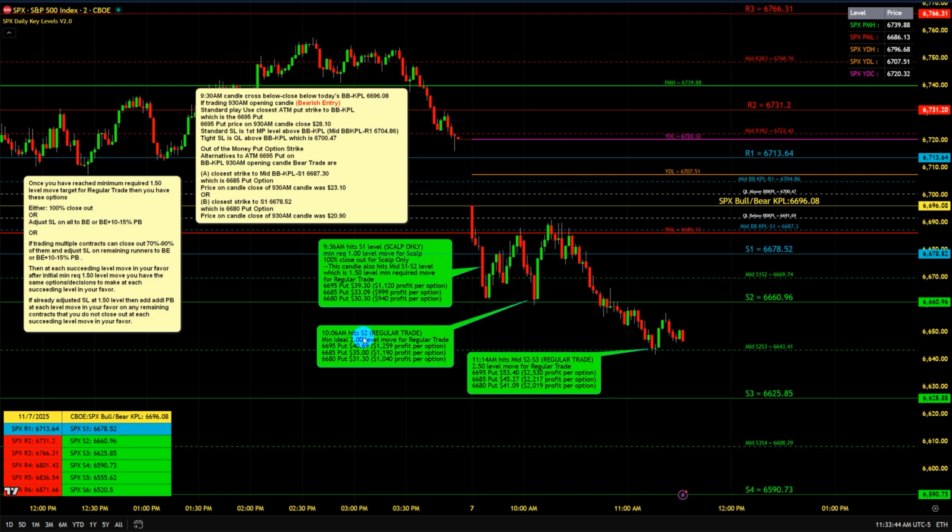Alright, so when it hits this S2 level, the 66.95 put is $40.69. That's $1,259 profit per option. That's on the candle close.